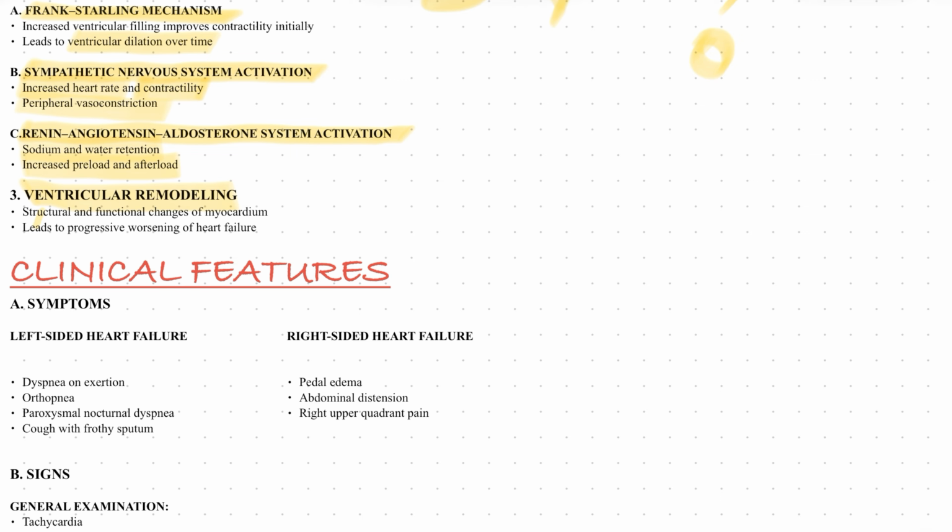Then ventricular remodeling: structural and functional changes of the myocardium, which lead to progressive worsening of heart failure. Just think, there is a house which was built 100 years back, and if you try to hang more things on it, the walls will obviously collapse. That's what happens here. Structural and functional changes take place, which affect the actual function or capacity of the myocardium, which leads to worsening of heart failure.